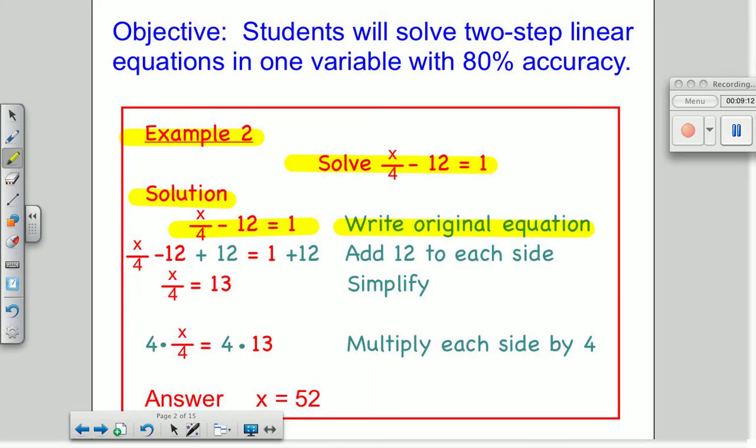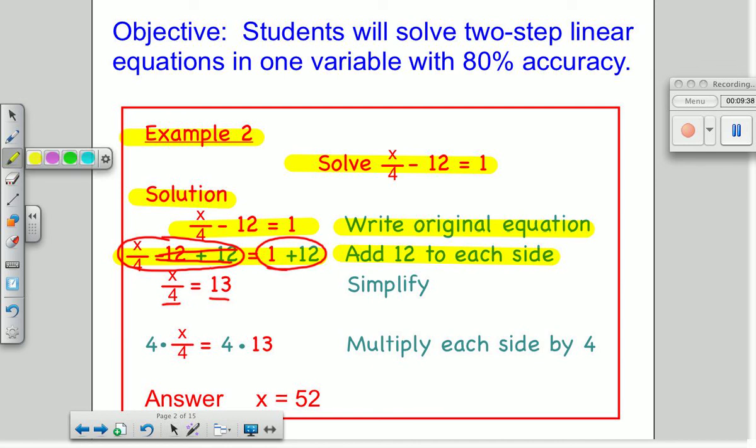So we're going to add 12 to each side. Add 12 here, then you must add 12 here. When I add 12 here, I combine like terms. X over 4 minus 12 plus 12. Minus 12 plus 12 cancels out to 0. So I just have x over 4. And 1 plus 12 is 13. So now I have x over 4 equals 13, simplified.